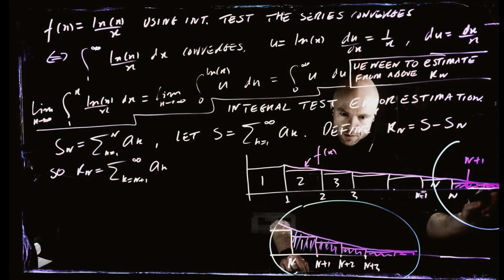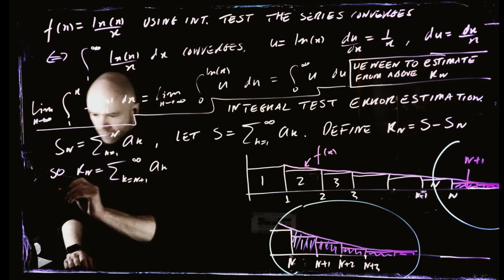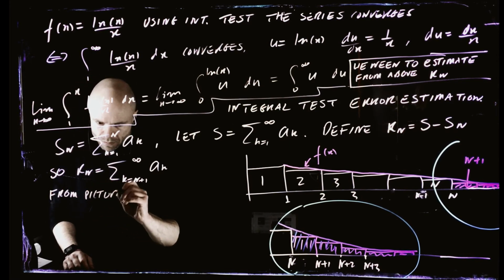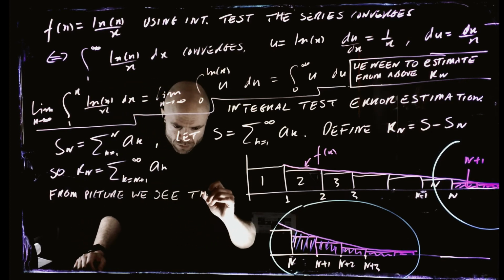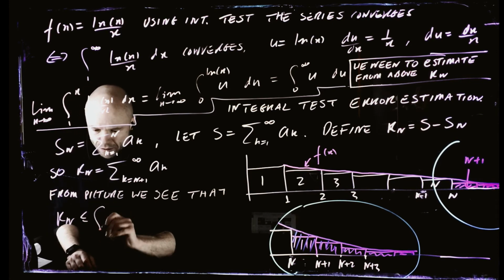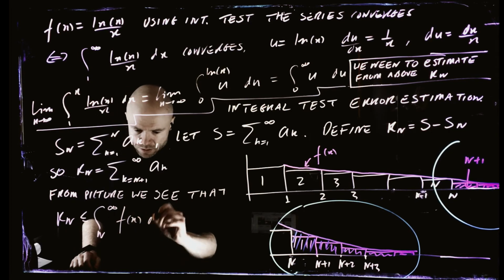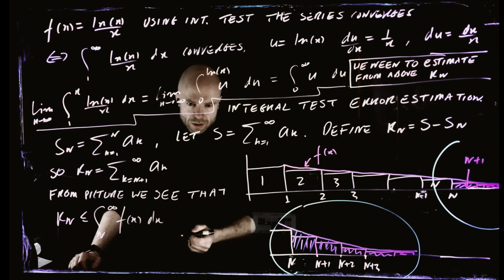Cool. So from the picture, we see that Rn is less than or equal to the integral from n to infinity of f of x dx. And that's something we can explicitly calculate.